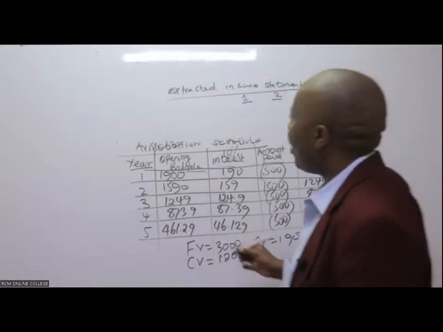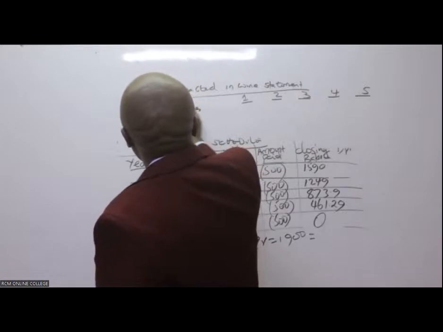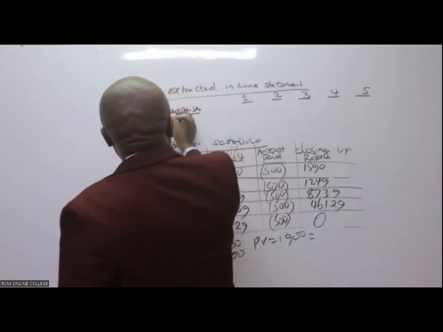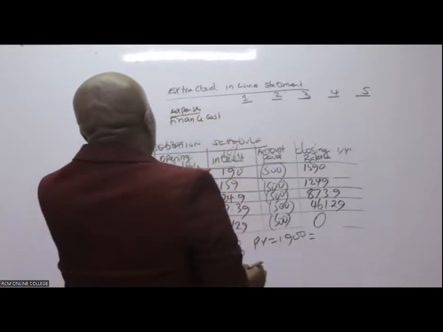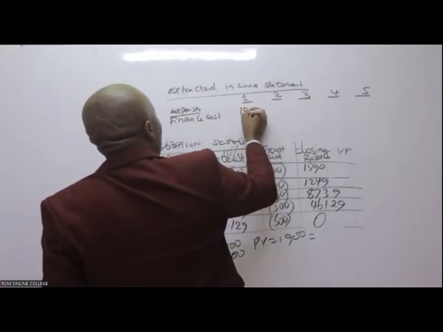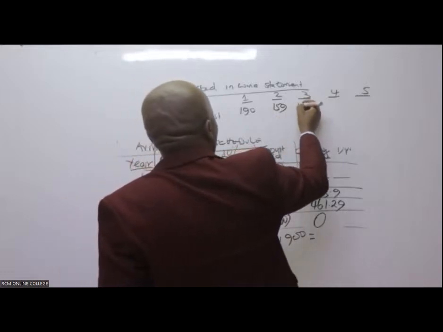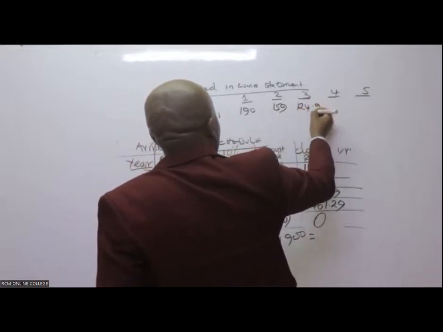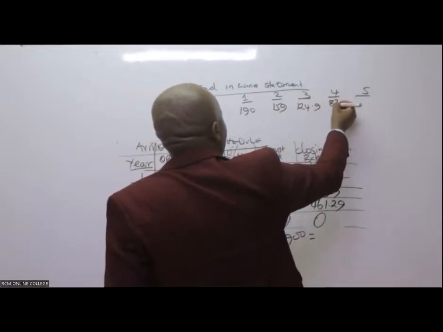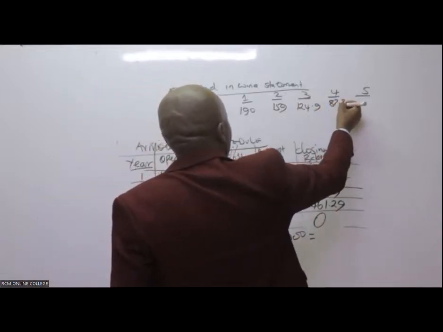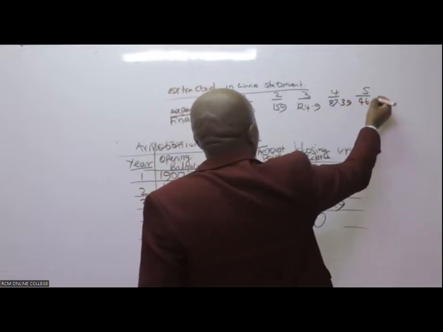So under expenses, we have the finance cost. The interest is the finance cost. So we have 190, we have 159, we have 124.9, I'm just copying these figures of interest. We have 87.39, and 46.129.